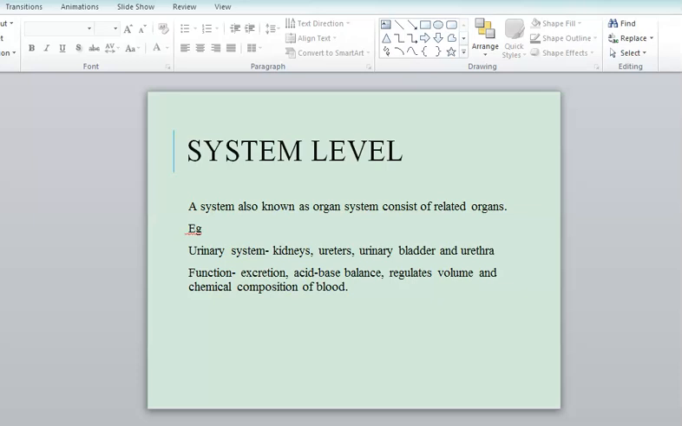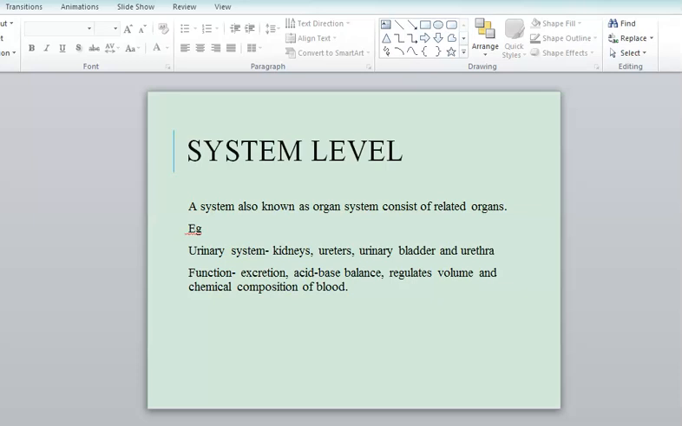So all these organs are involved in the common function of transferring oxygen from inhaled air to the blood and carbon dioxide from blood to exhaled air, and they also help regulate the acid-base balance of body fluids. So all these organs are involved in a particular function. Another example is the urinary system. The organs involved in the urinary system are the kidneys, ureters, urinary bladder, and urethra. Functions are excretion, acid-base balance, and regulating the volume and chemical composition of blood.